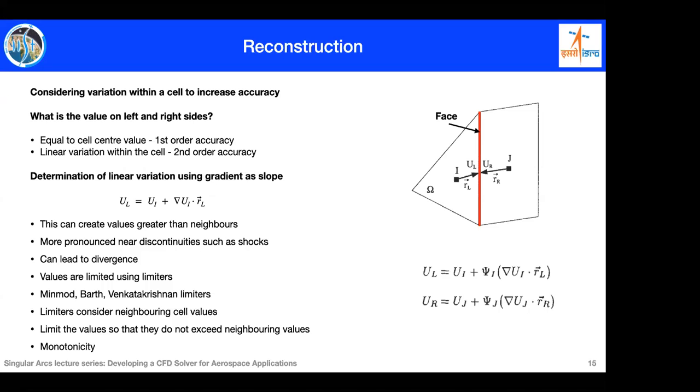Now that m, or the slope computation, is another topic, which I will come to later. Once we know the slope, so assume that we know the gradient, then we can use this equation to get the value at the face from the left side, and similarly a value at the face from the right side. That value will be different from the cell centroid value. Then, instead of cell centroid values, we will use these values to compute the fluxes. This will give us a second order accurate solution.